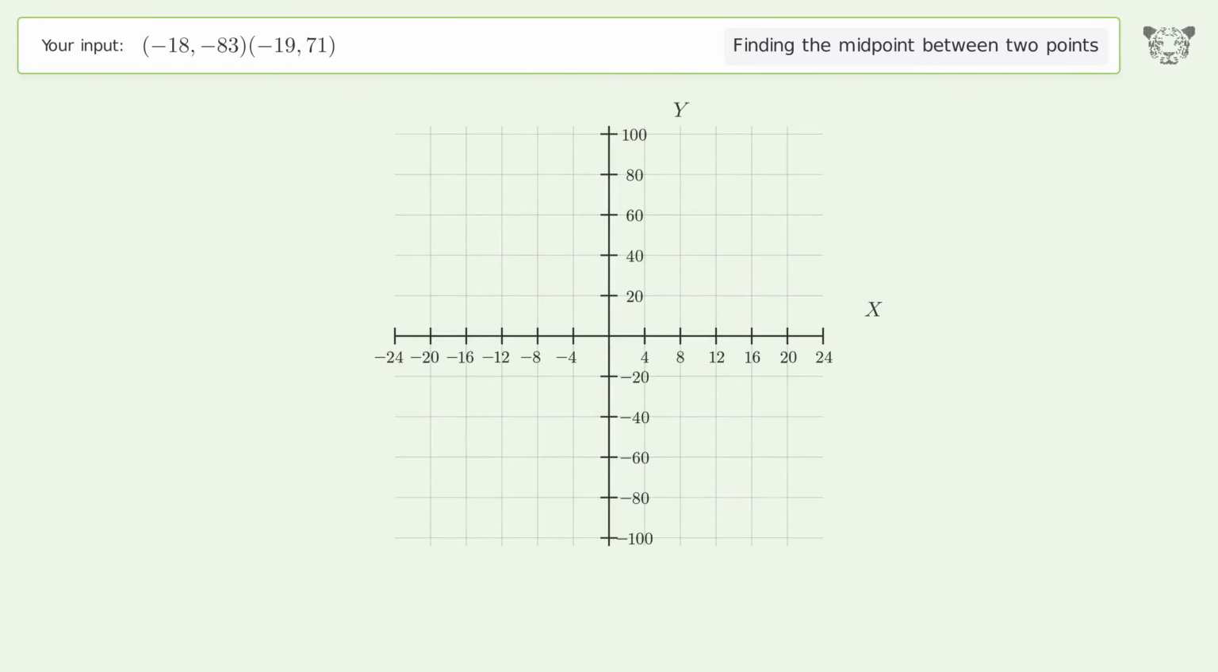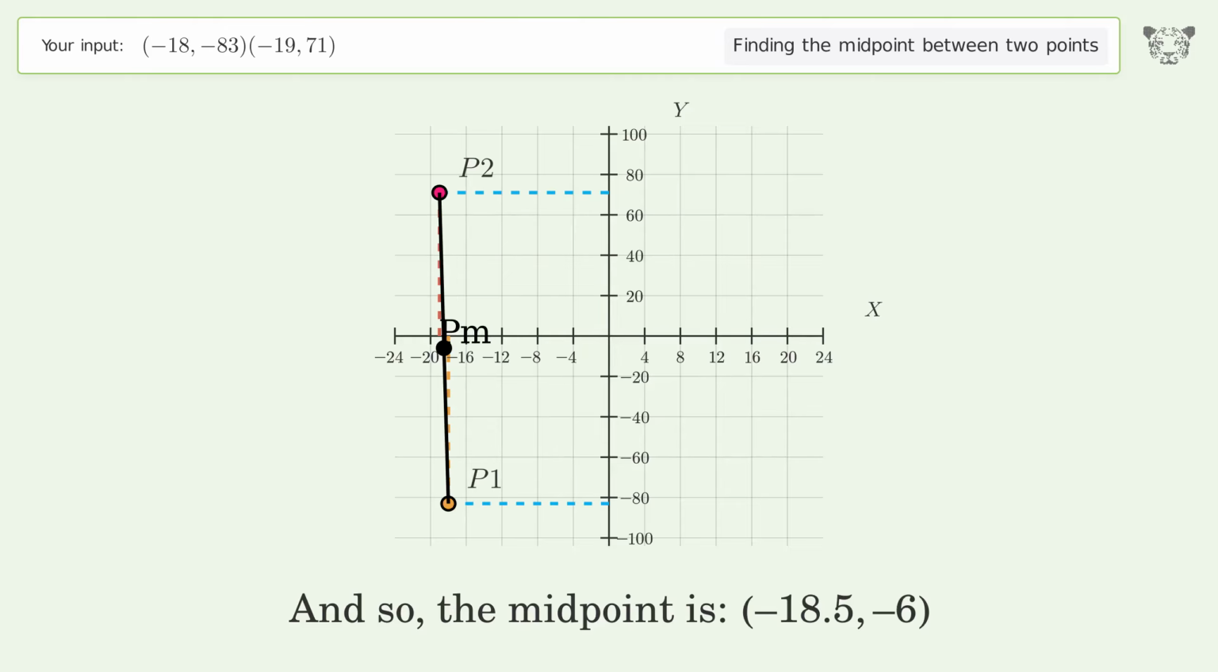And so, the midpoint is negative 18.5, negative 6.